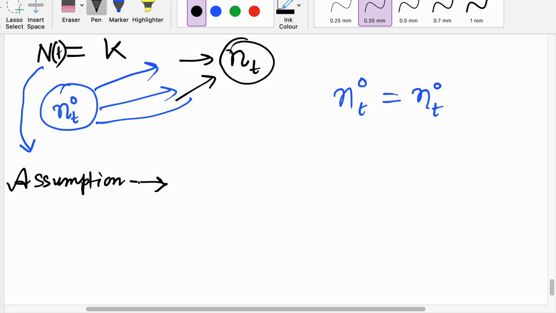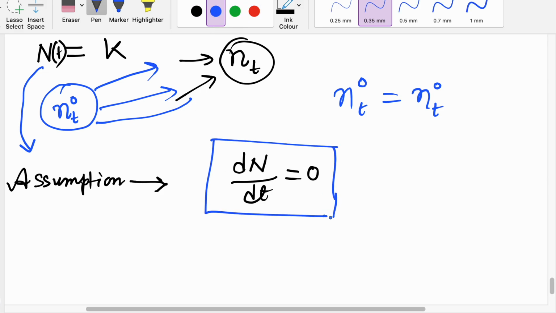Now we want to build some assumptions. If the population reaches the carrying capacity, what will happen then? It seems that if the population reaches K, the change in the population with time will stop. That means the rate of change, dN/dt, will become 0. So this is our first assumption: dN/dt will become 0 at N equal to K.